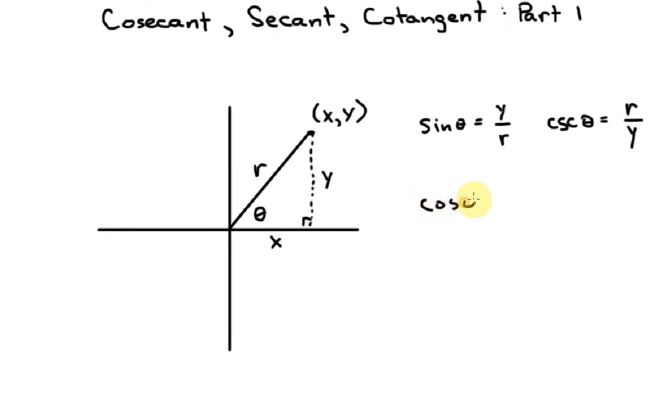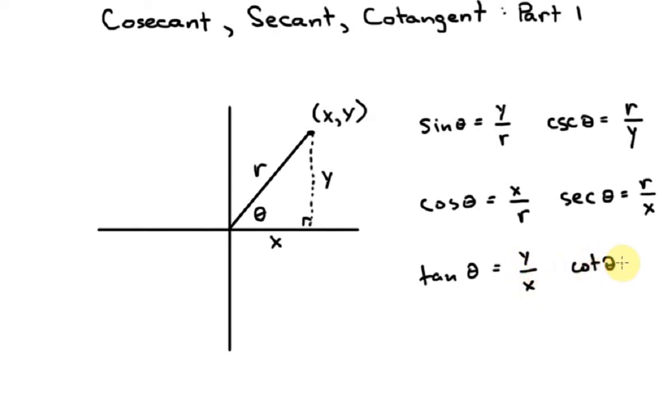Similarly, in the past, we've had cosine is the adjacent side over the hypotenuse, and secant of theta is the hypotenuse over the adjacent side. And then we had in the past tangent of theta is equal to opposite over adjacent, and the cotangent of theta is the reciprocal, which is adjacent side over opposite side. Okay, so you can see they're very similar, they're related, but they're the reciprocals.